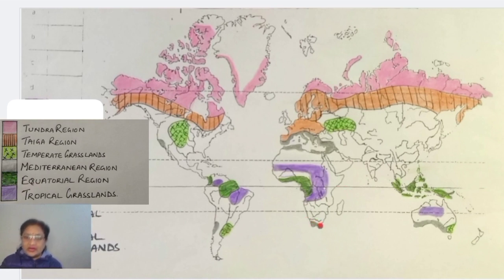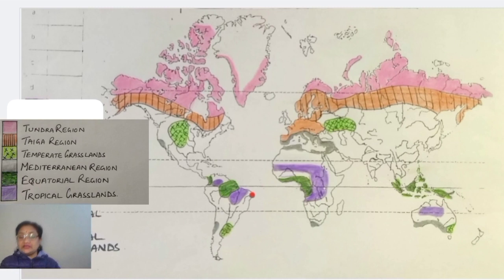Then a small part along the tip of Africa, and then come to Australia. In Australia, the entire southern coastal region from extreme west to extreme east, just leaving a small part towards the southeastern side, that is belonging to temperate grassland. Rest all, the entire region along the coastal area, belongs to the Mediterranean type of climate.